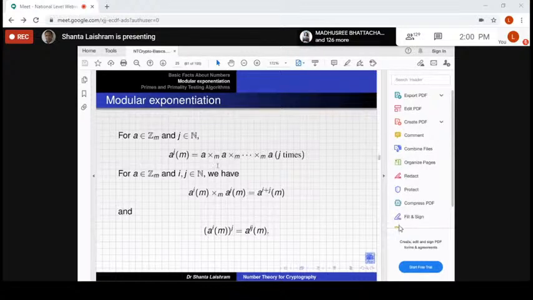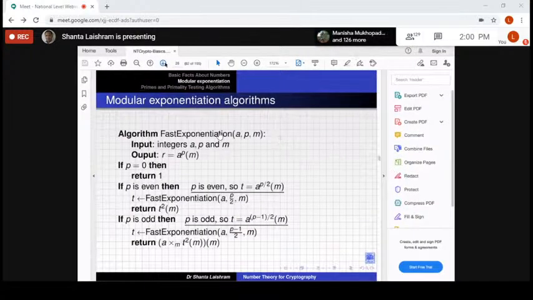So this is the modular exponentiation. This is how it is actually used in practice in computers for efficient modular exponentiation. So this is the algorithm. Those who are familiar with it, this is called a fast exponentiation algorithm. Given integers a, p, and m, it computes a^p mod m. Basically, you take successive squaring and then put it together. So this is how you do it.